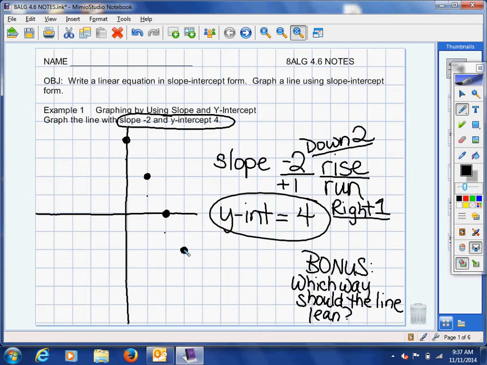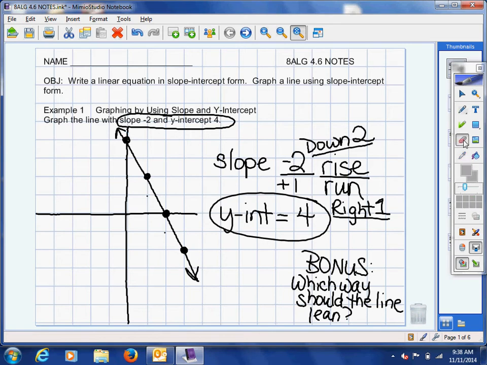We're going to form a straight line, and we're going to connect all of our dots, and there you go. There's the graph that has a slope of -2 and a y-intercept of 4. Let me ask you a question. Is it leaning the way you thought it should lean? I hope the answer was yes.